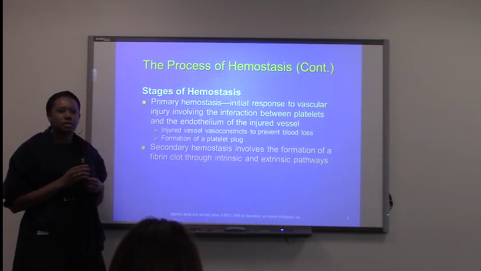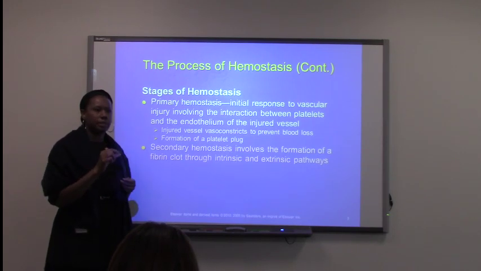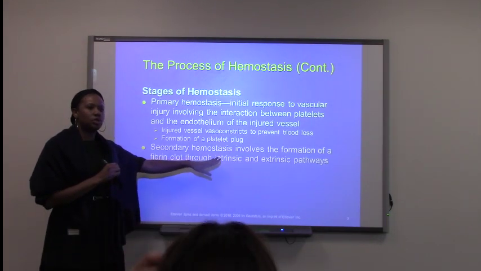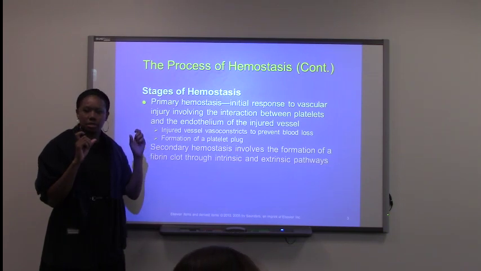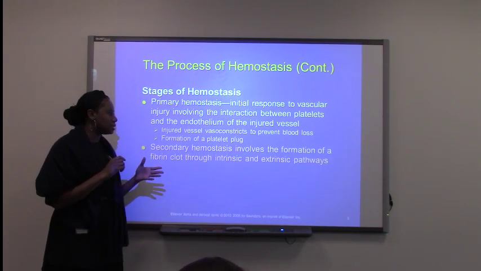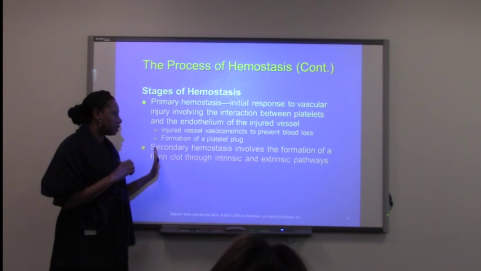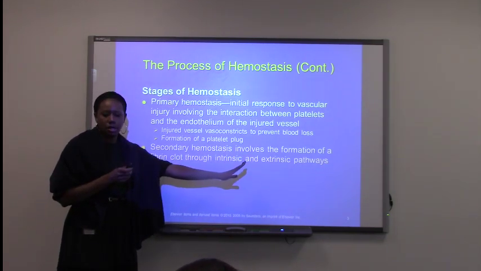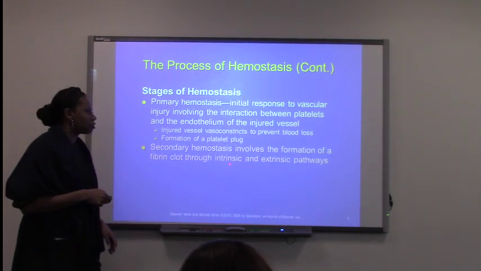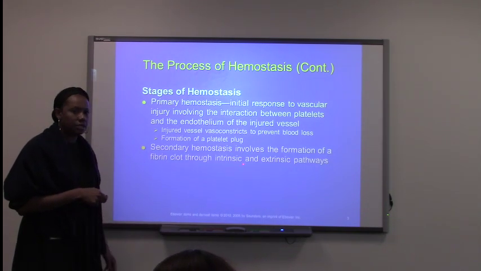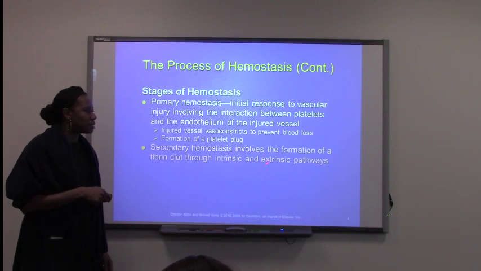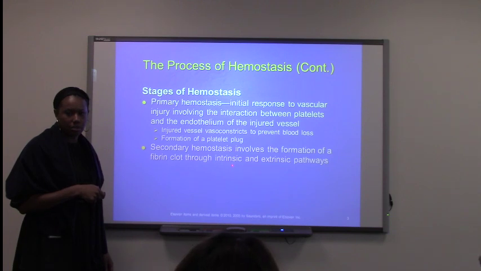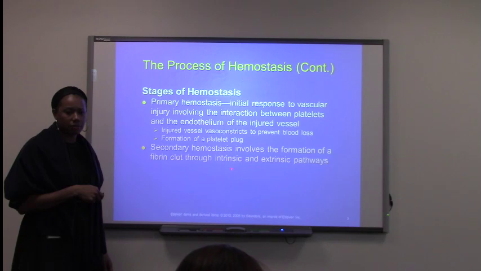Now, the next thing that's going to happen is once we have that platelet plug, the body will go into what is called secondary hemostasis. Okay, so what is secondary hemostasis? This means the formation of the fibrin clot by way of the intrinsic and extrinsic pathways. So when we talk about extrinsic and intrinsic pathways, just to simplify this for right now, this is going to be the release of all our clotting factors during these two pathways.